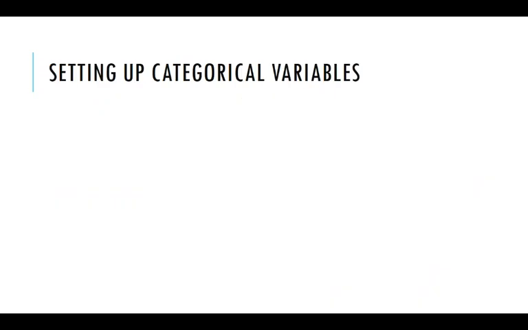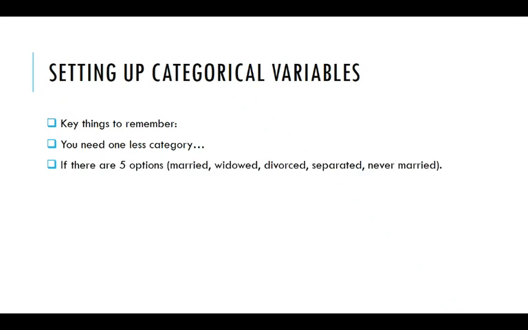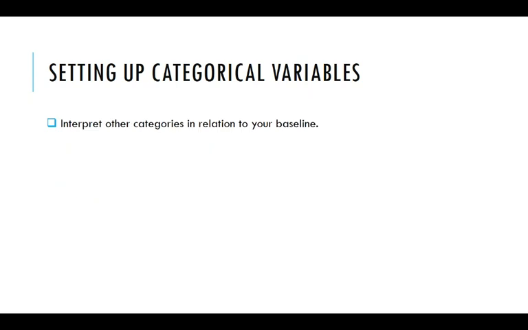Now let's talk about setting up our categorical variables, because there are some key things to remember. Hopefully by now you understand that you need one less category. If there are 5 options, like there were for our marital status: married, widowed, divorced, separated, never married, then you need 4 variables in your regression. The next thing we've said over and over again is that you interpret the other categories, the ones in your model, in relation to your baseline. Your baseline is the category that has been left out.